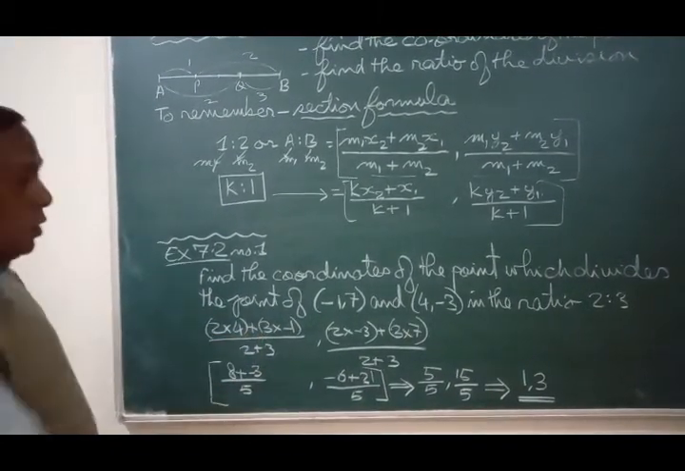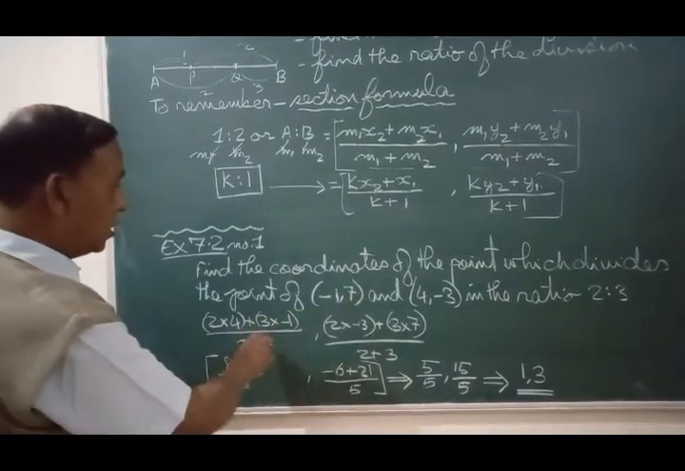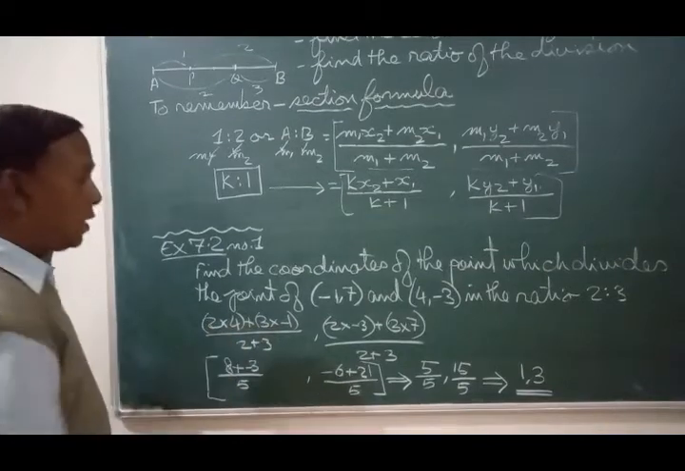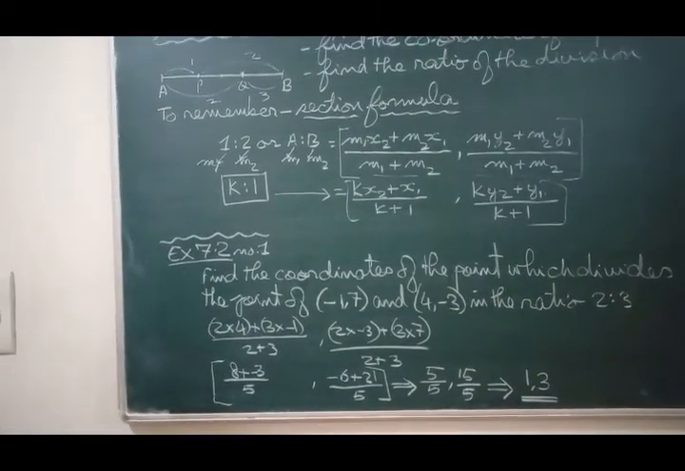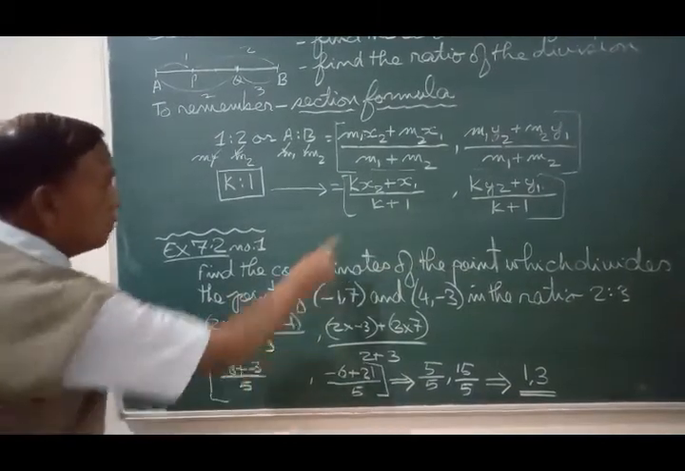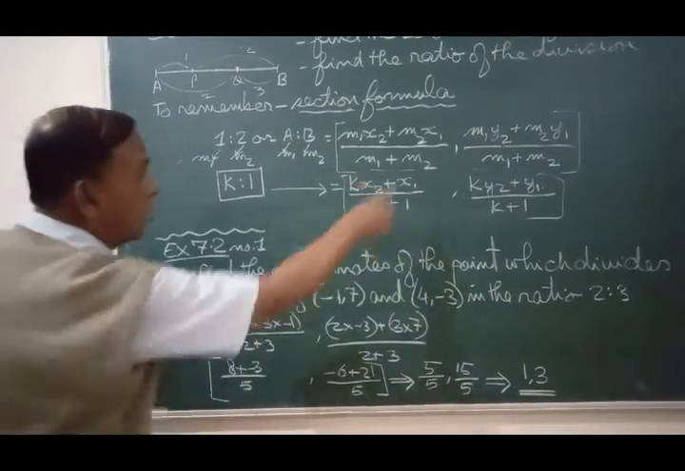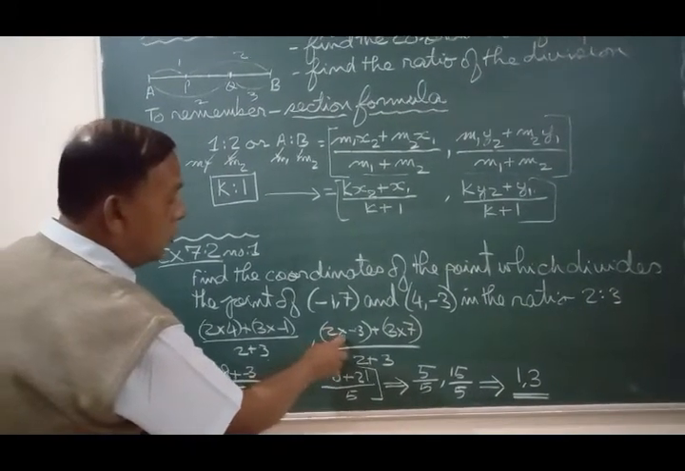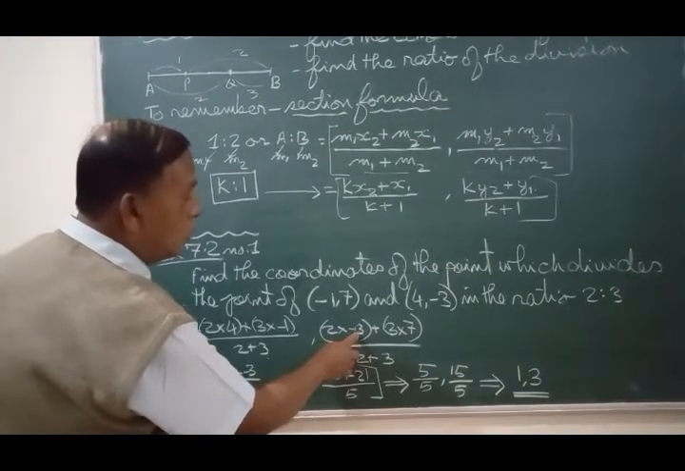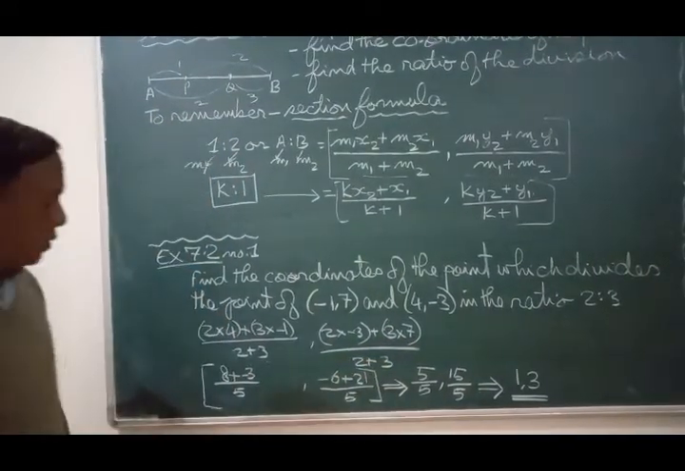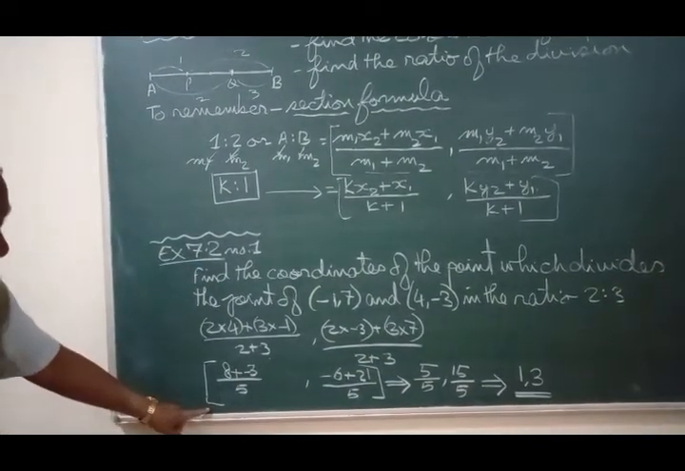See these are the numbers here. 2 into 4, and then we have 3 into minus 1. And then the formula has the ratio 2 is to 3, so 2 plus 3, exactly like that. And then comma, next one: M2 into Y2 and M2 into Y1, and again 2 plus 3. And below we have the answer.